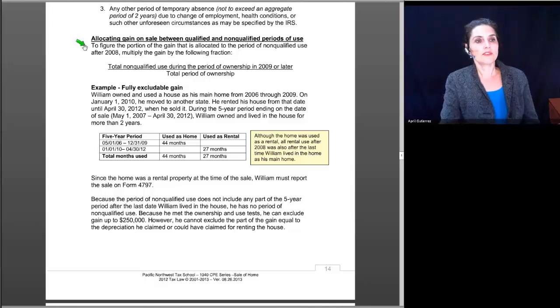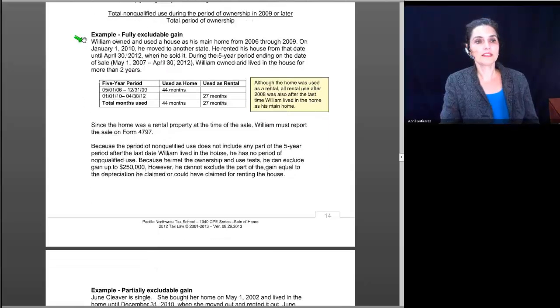To figure the portion of a gain that is allocated to the period of non-qualified use after 2008, multiply the gain by the following fraction: total non-qualified use during the period of ownership in 2009 or later over the total period of ownership. So this is the formula. Take the total non-qualified use and divide that by the total period of ownership. And here's an example where we end up applying that formula, but we have a fully excludable gain.